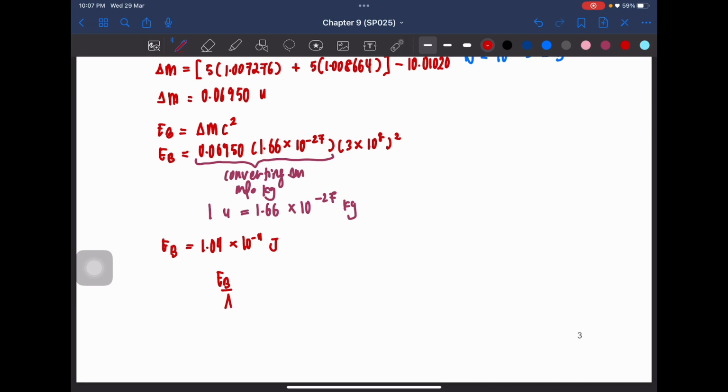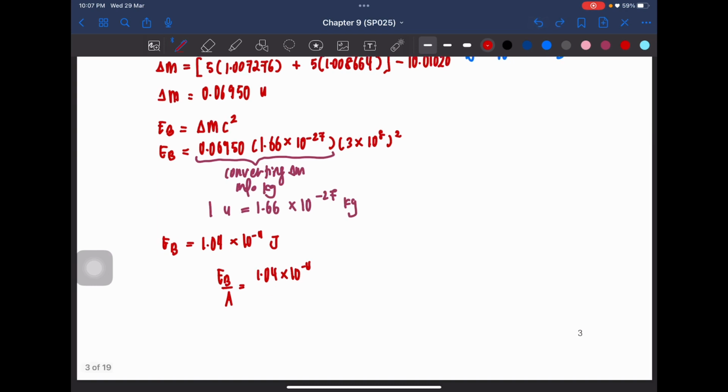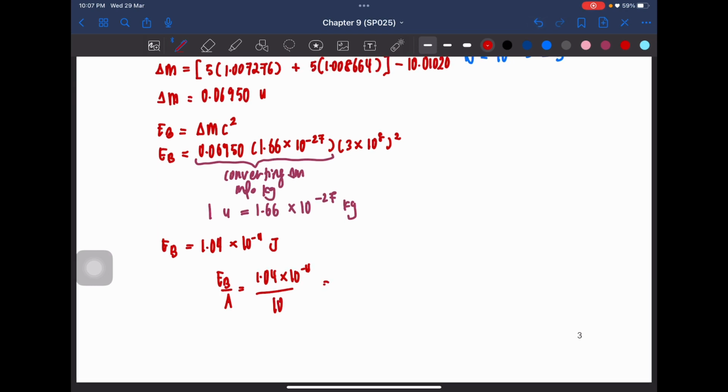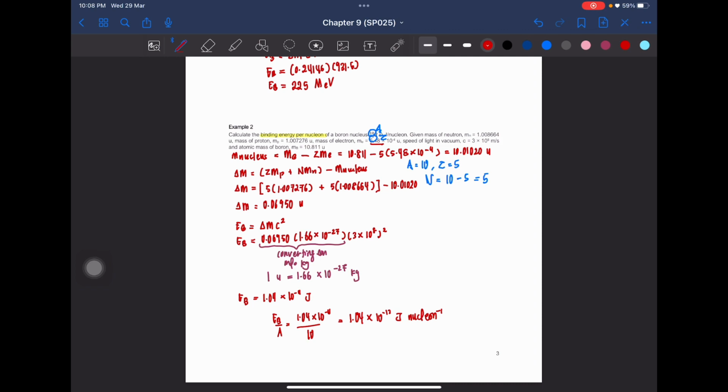Baru kita cari binding energy per nucleon, which is 1.04 times 10 negative 11 divided by A, which is 10. So you will get 1.04 times 10 negative 12 joule per nucleon. Okay, so itu adalah jawapan example 2.